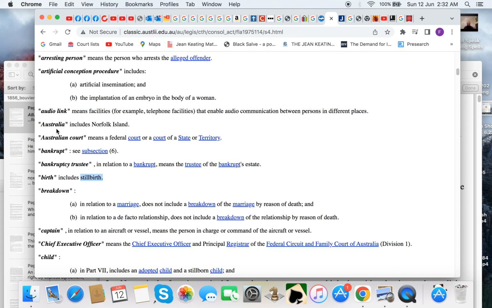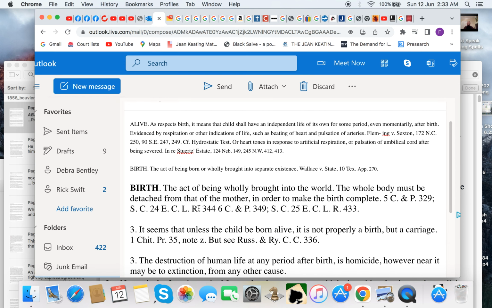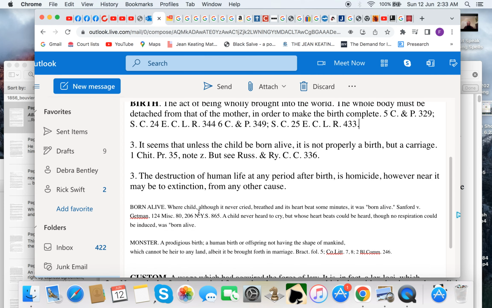And while we're here, you've got Australia. Australia includes Norfolk Island, right? So they have no jurisdiction on tribal land. Let's get back to this. So we know that birth now means stillbirth.